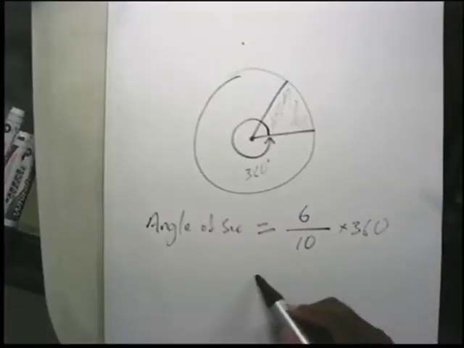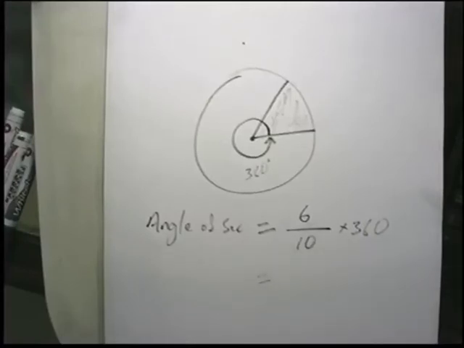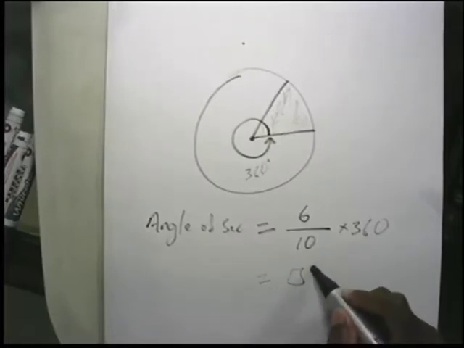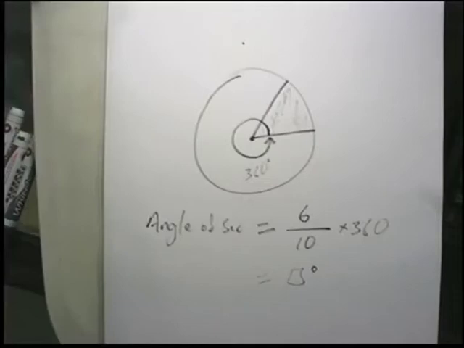And whatever answer you get, you can work that out using your calculator or anything, will be in degrees. And this number of degrees is the angle of the sector on your pie chart that represents the children in these counts. So this is the formula that you use.